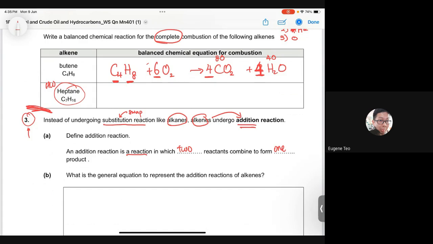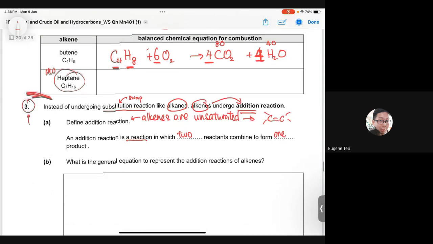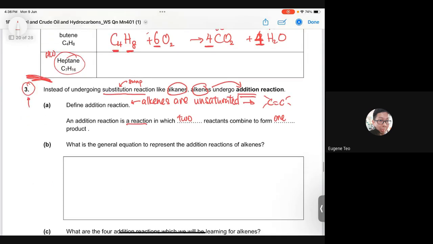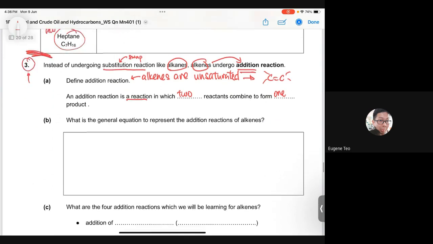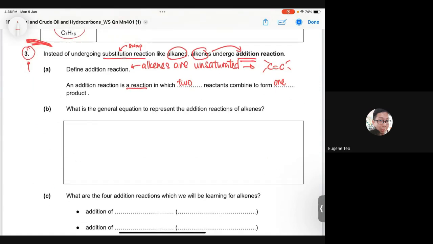This reaction also lets you understand that because alkenes are unsaturated, that's why they can undergo addition reaction. So when we say they are unsaturated, it means that they actually contain this C double bond C. So far, okay? Thumbs up if you're okay. Okay, good.